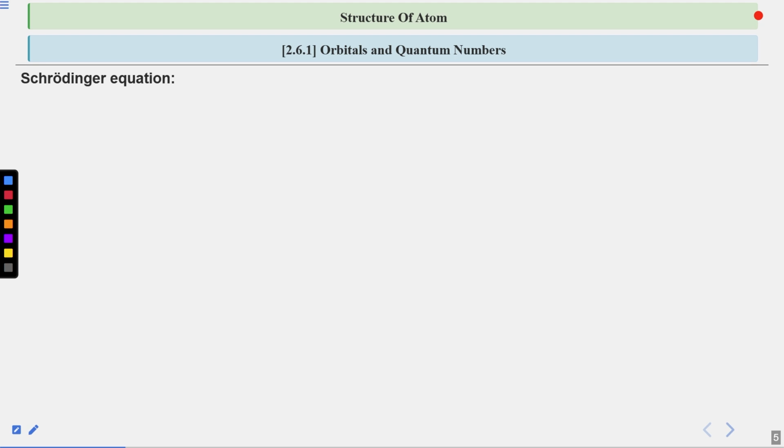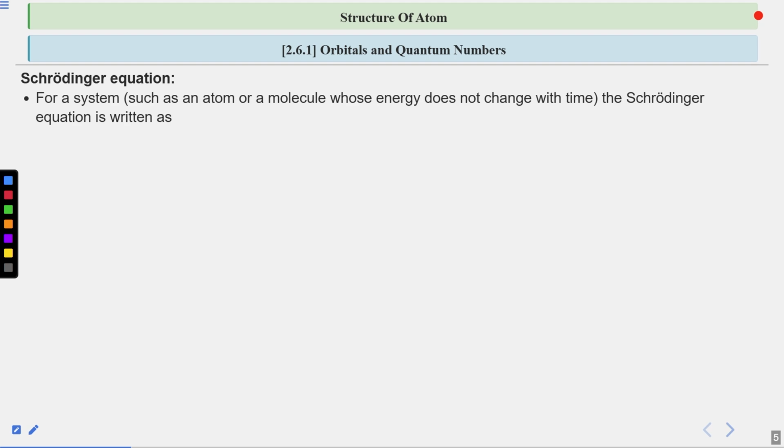So we will begin our class, the theory part, with the Schrödinger equation. Okay. So what is Schrödinger equation? Suppose you have an atom or a molecule. So that can be any system, atom, a molecule, or a compound. Now you want to write the Schrödinger equation for it. How will you write it? It is written as H psi is equal to E psi.